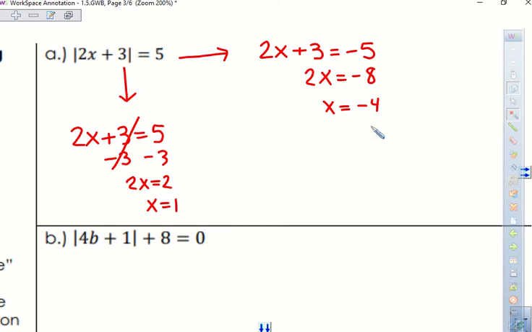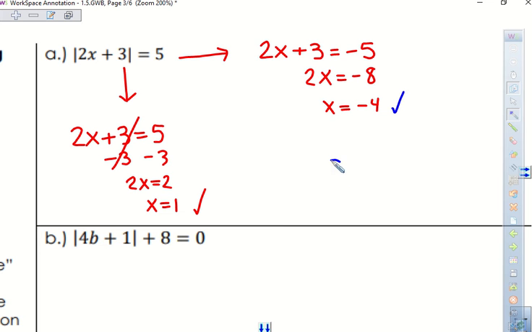So now we need to plug both of these each individually back into the equation. Okay? So for the first one, if we go ahead and plug that in, we want to verify that it's true. What is 2 times 1? What's 2 plus 3? What's the absolute value of 5? So both sides equal each other. That one is correct. Now the other one, what's 2 times -4? What's -8 plus 3? What's the absolute value of -5?